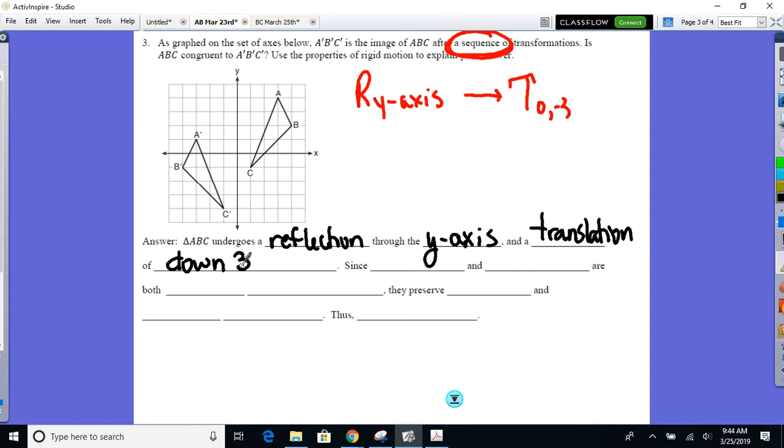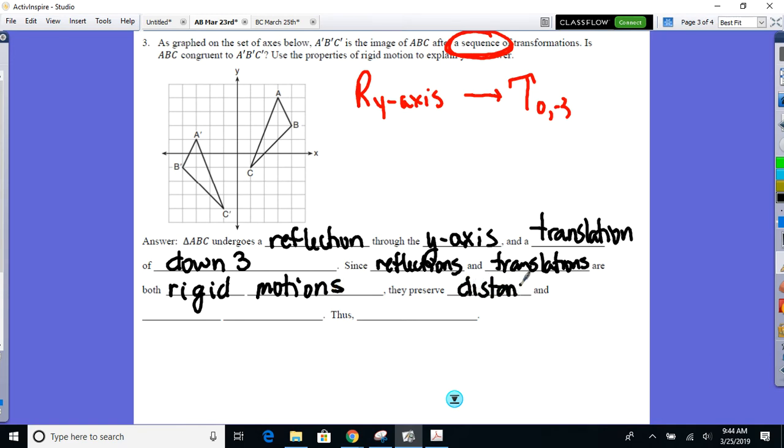All right, you guys keep going with me. Since, what am I going to put here? Since reflections and what is the other one we did? Translations are both rigid motions. This whole fill in the blank thing's nice, huh? They preserve distance and angle measure. Thus, triangle ABC congruent to triangle A prime, B prime, C prime.